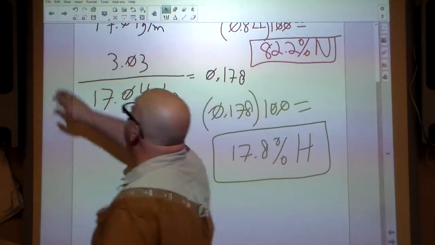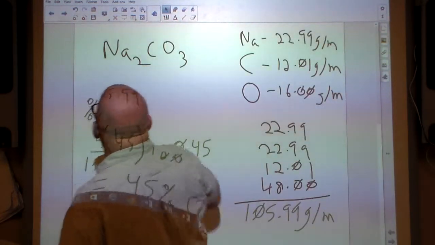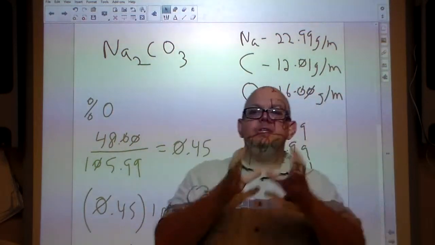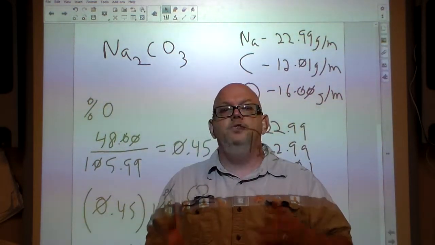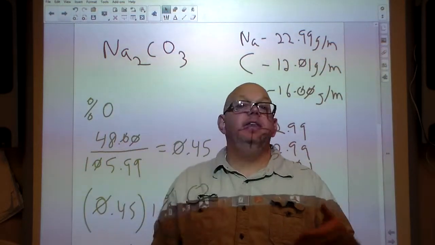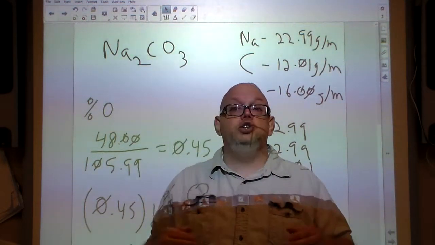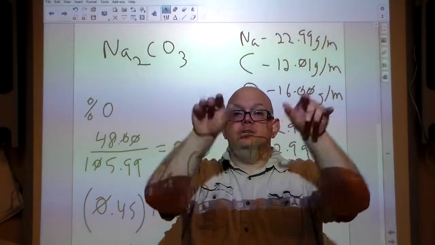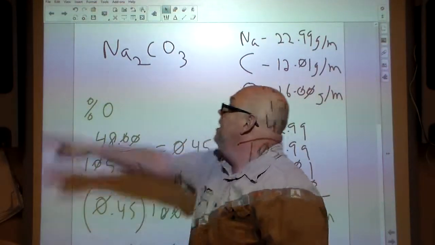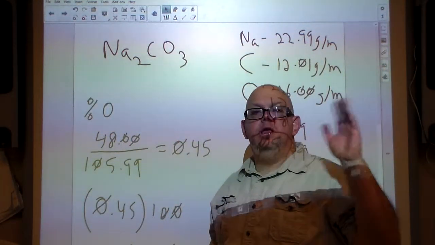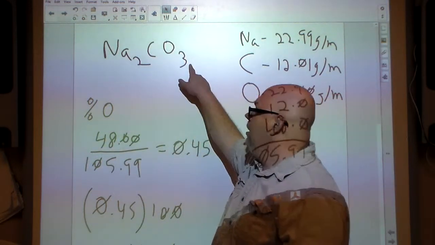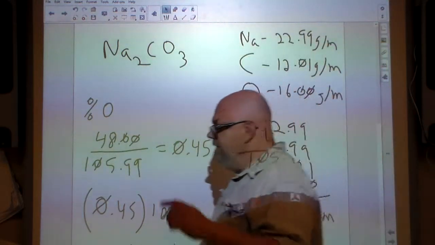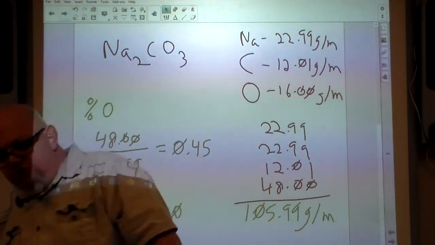So let's go ahead and pick one that's a little bit more complicated. Here we've got sodium carbonate. This is the solid product you would have left if you took baking soda and heated it up. In that reaction, the water will go bye-bye, and carbon dioxide will also go bye-bye, and what you have left is Na2CO3, or sodium carbonate.